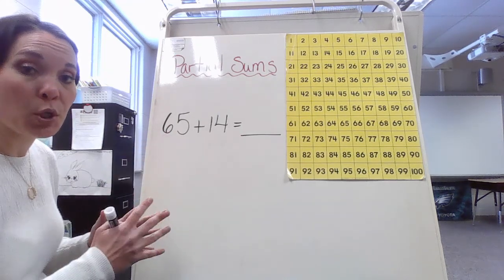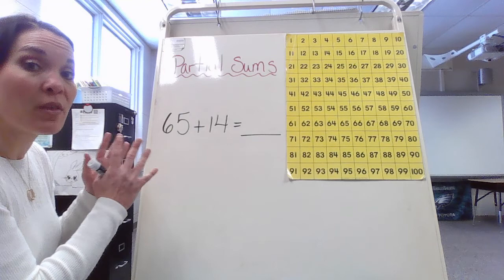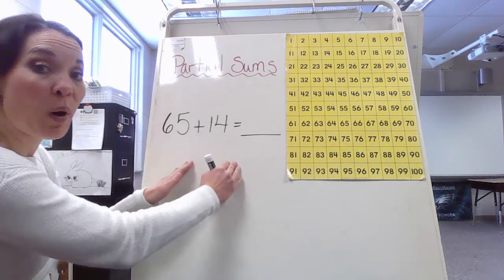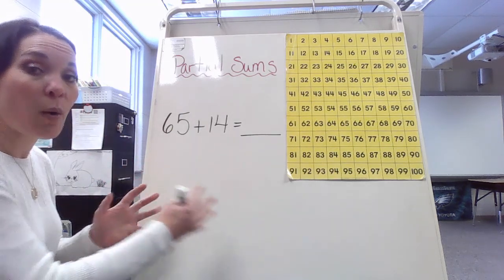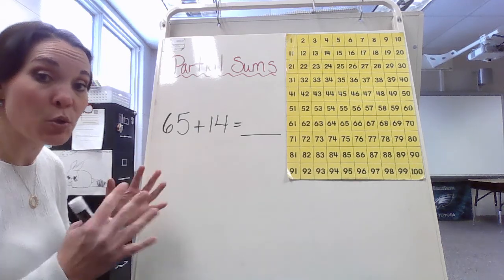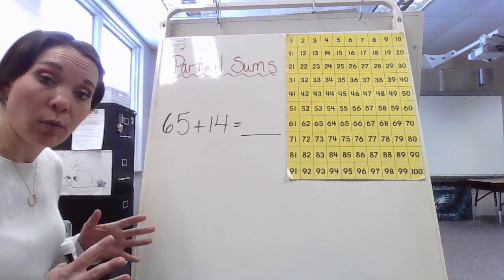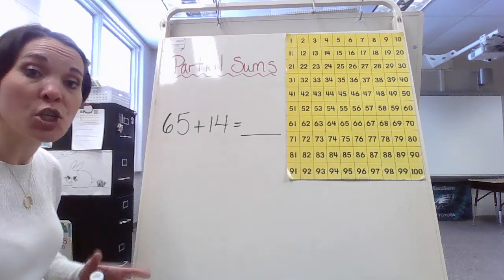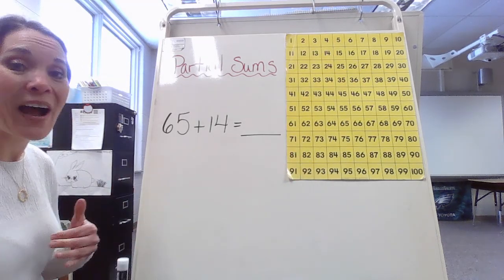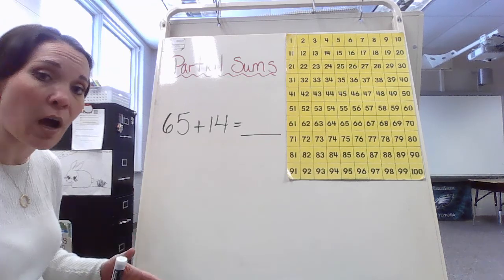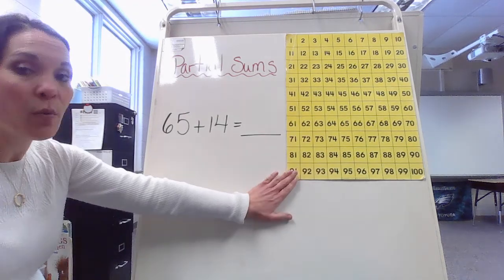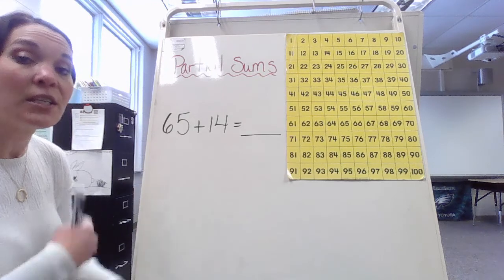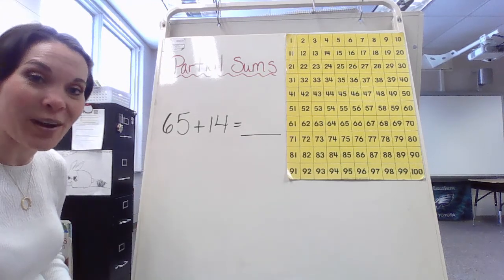But now we're actually going to do the break apart method with both numbers, and then we're going to add after we do the break apart. So let's go ahead and get started. I also have my hundreds chart here as an additional help to find that last total sum, because sometimes it's good to have an extra tool around to double check your work and make sure you're going in the right direction.